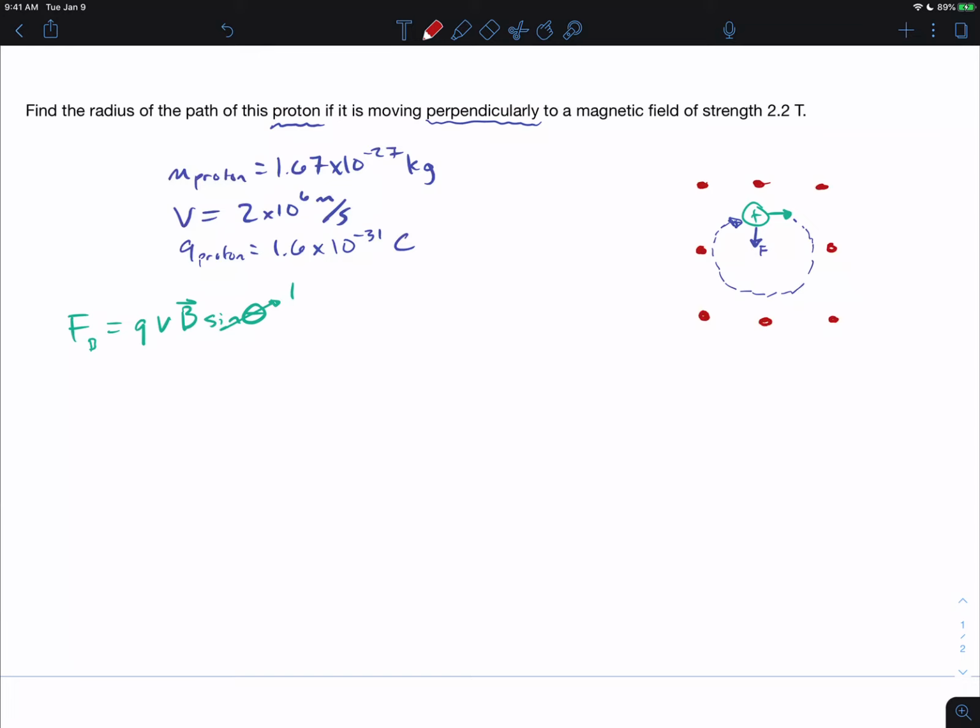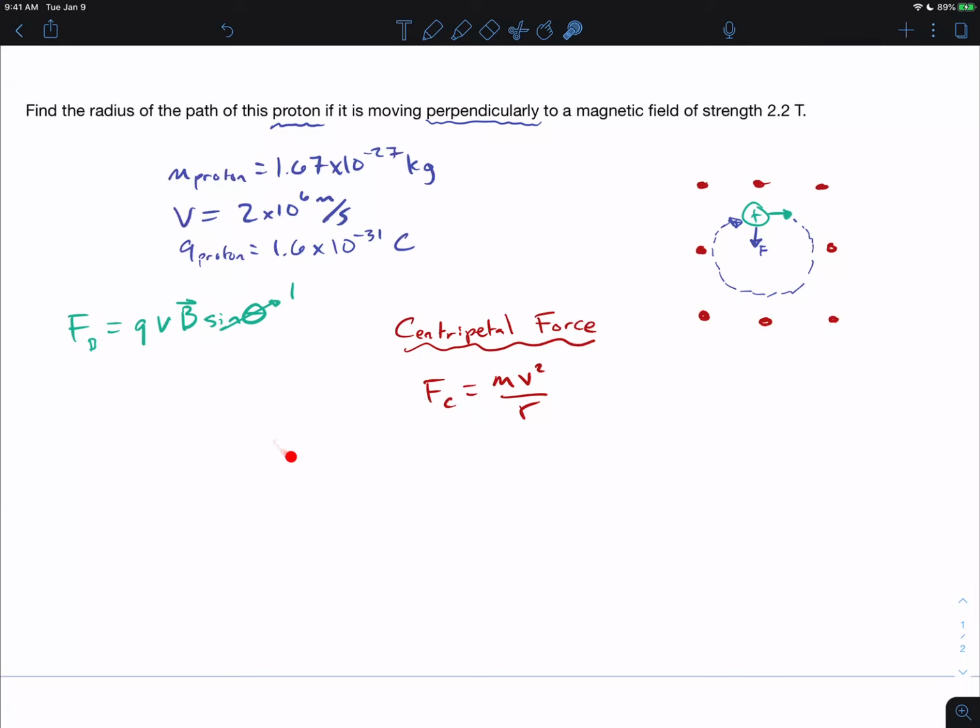Well, we have our formula from physics 1 for centripetal force. Okay, this is a centripetal force because it's moving in a circle, right? So this force is keeping it in a circular path. So what we need here is our formula for centripetal force, which is equal to m times speed squared over r. Okay? Now, both of these forces are equal because the force that my charge experiences because of the magnetic field is the force that is keeping it moving in a circle. So these two things are equal to each other, right?